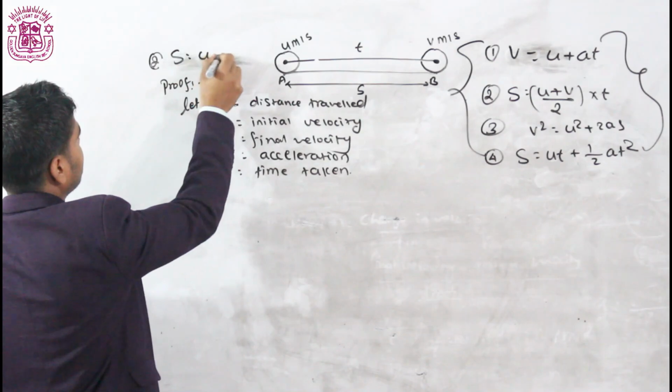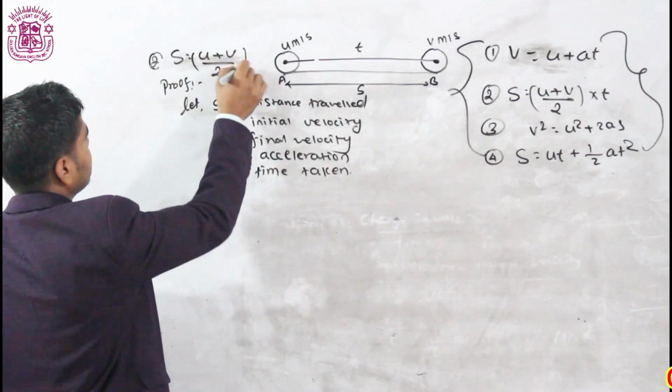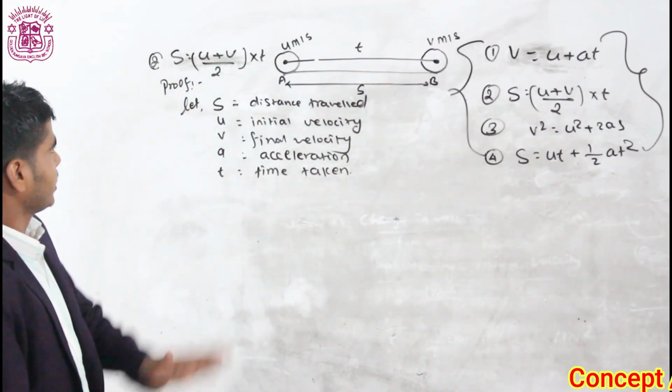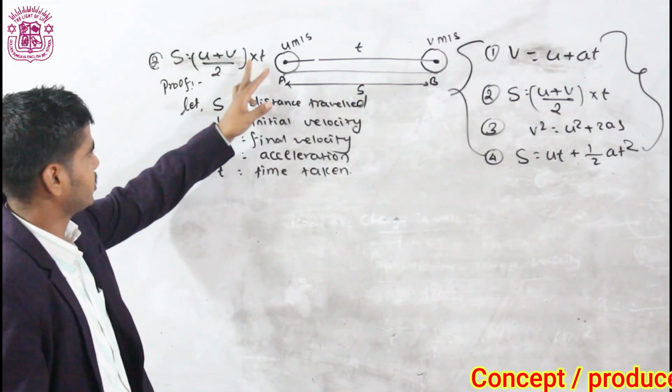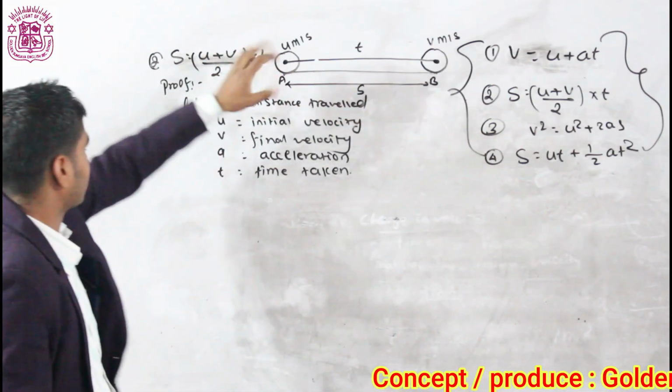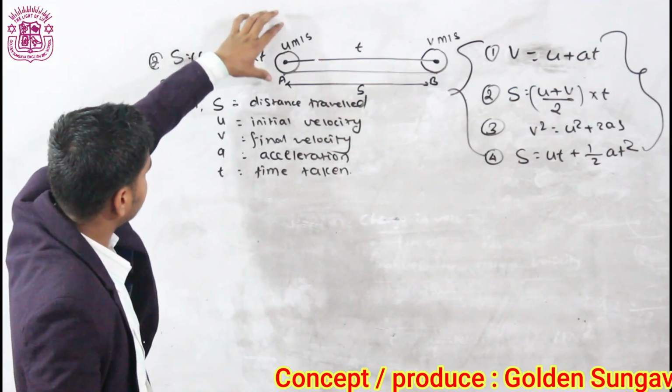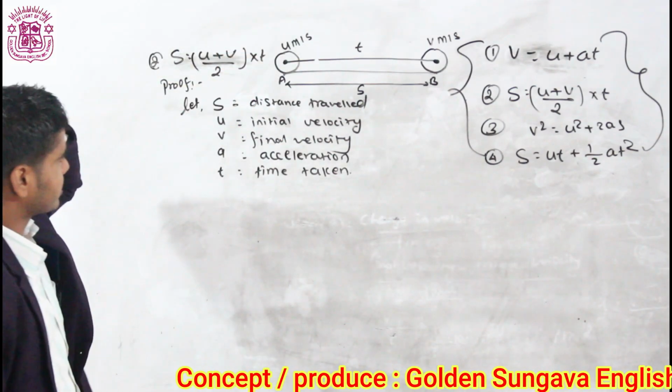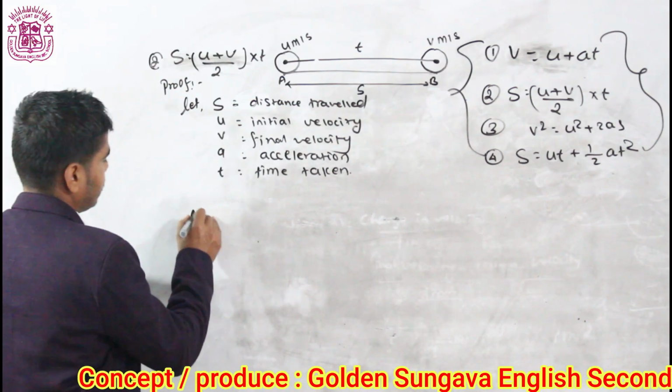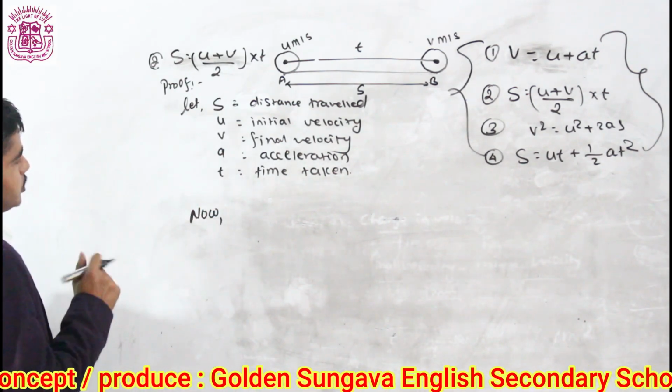S is equal to (u plus v) divided by 2 into t. Here, S is equal to (u plus v) divided by 2 into t. That second statement we are going to prove here. We have already said that the figure and the language is the same. Now, to prove this statement, what do we do here?